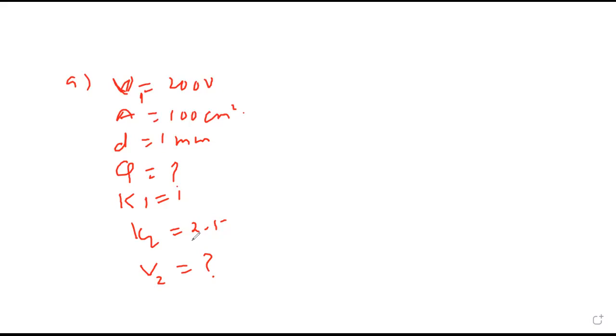So the value of epsilon naught will be the same in both cases, 8.85. Take the ratio, it will get cancelled. Use the C equals A K epsilon naught upon D formula. When you take the ratio, the rest will all get cancelled, only K will remain.